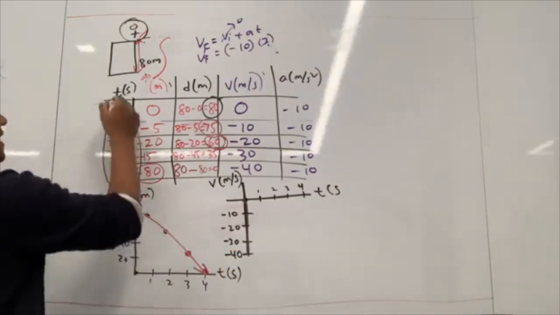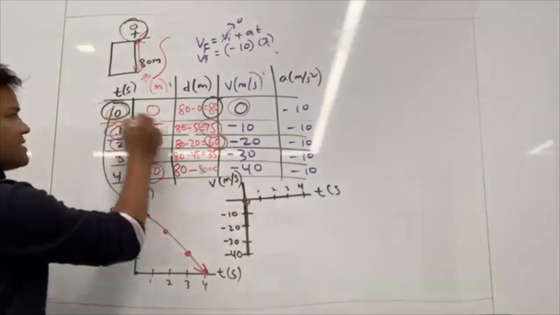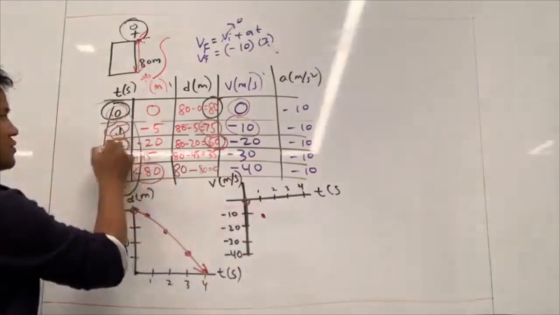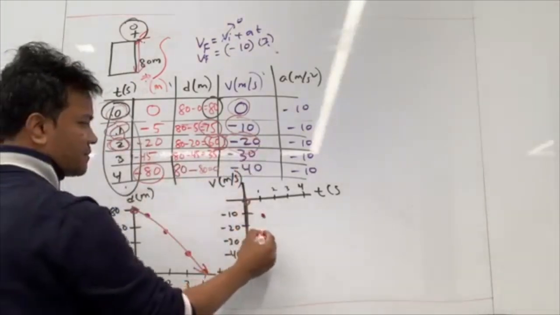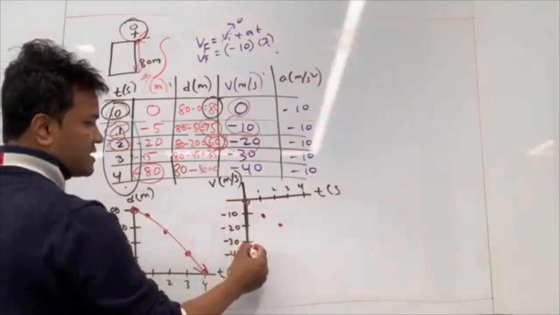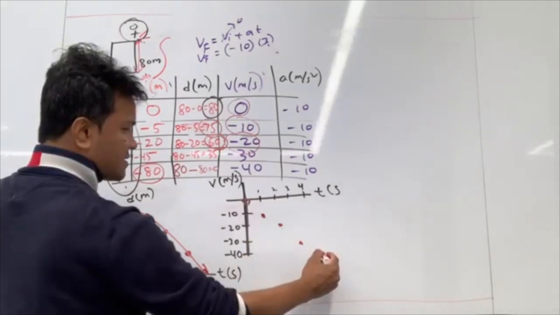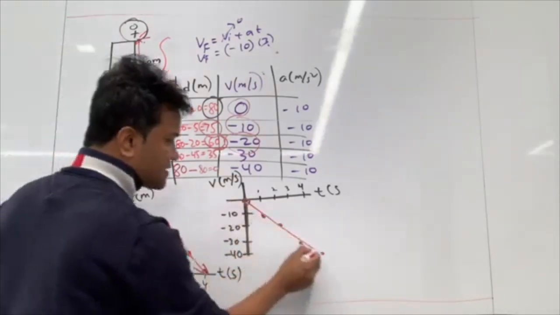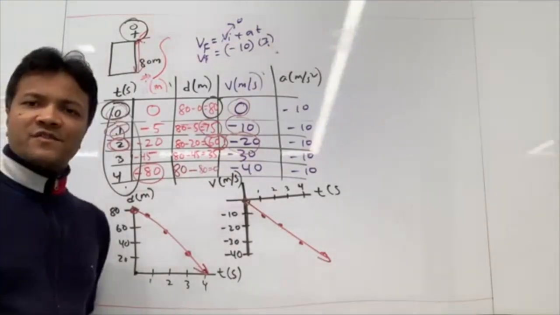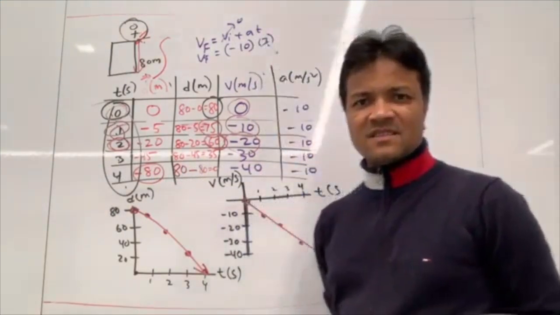Okay. At 0 second, the velocity is 0. That makes sense. At 1 second, velocity is -10. That makes sense. At 2 second, velocity is -20. That also makes sense. At 3 second, velocity is -30. That also makes sense. At 4 second, velocity is -40, so you're going to connect these dots. So this is the velocity versus time graph for an object that is in free fall.